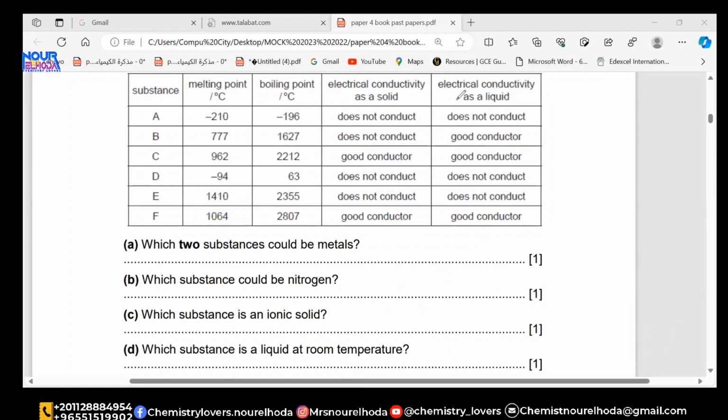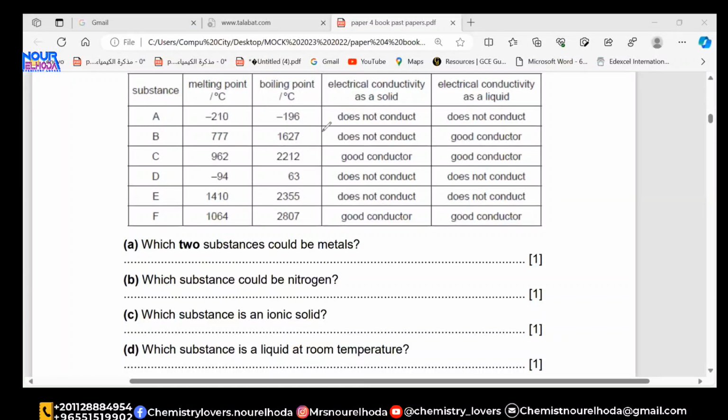Ionic solid, this means it's going to conduct electricity when? As we said, only when molten and aqueous. And the other thing is that it's going to have a high melting and boiling point, of course. So what do you think? You said B, correct. B, bravo.